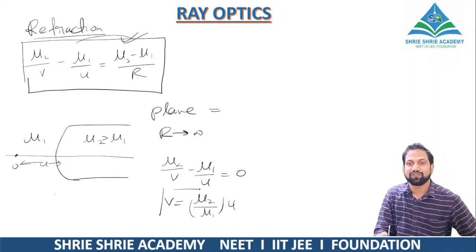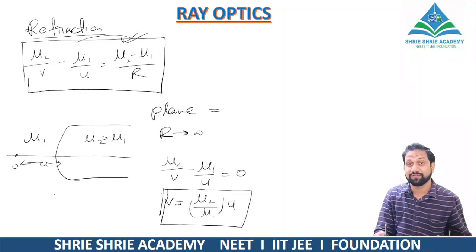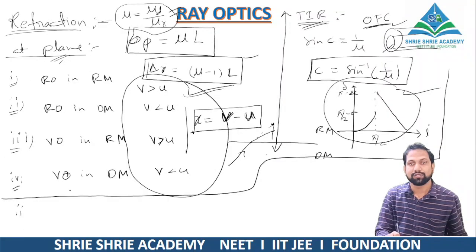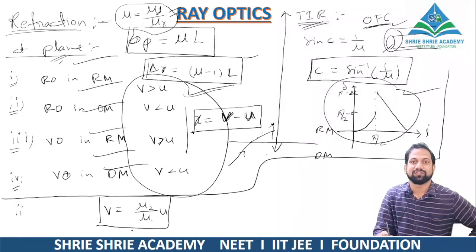This is a common formula in case of refraction at a plane interface. We have discussed it on the previous board. This formula v equals mu2 by mu1 into u is applicable for all these four cases, right? And you should remember that.